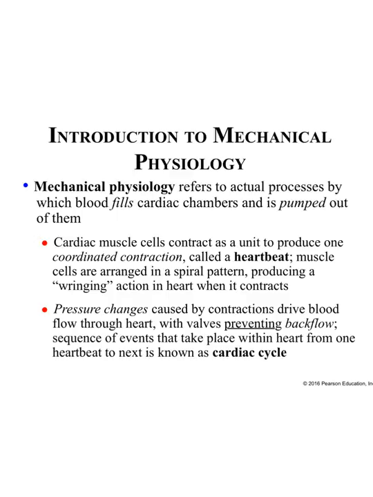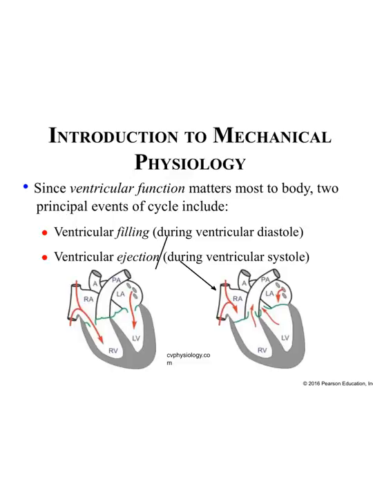So fluid creates pressure when it's contained within a cavity. And so pressure changes are caused when the heart contracts and when blood is moving. And valves can help direct blood flow by not allowing it to go backwards and also by helping create these pressure differentials. So all the events that take place between one heartbeat and the next, we call the cardiac cycle. So we're going to talk about this in some great detail.